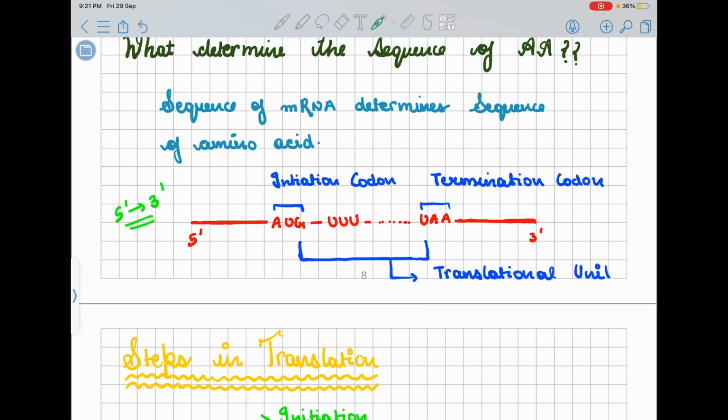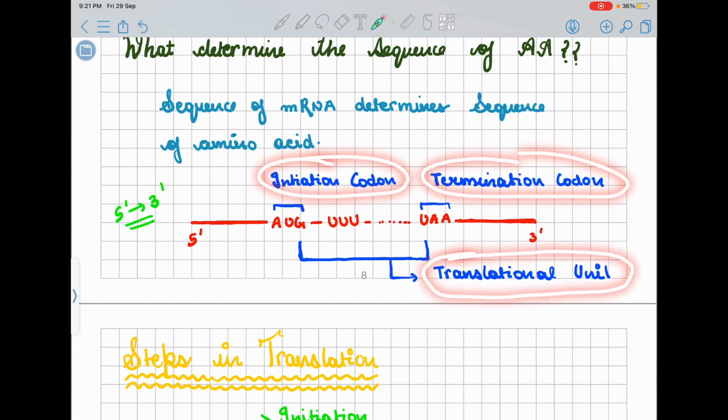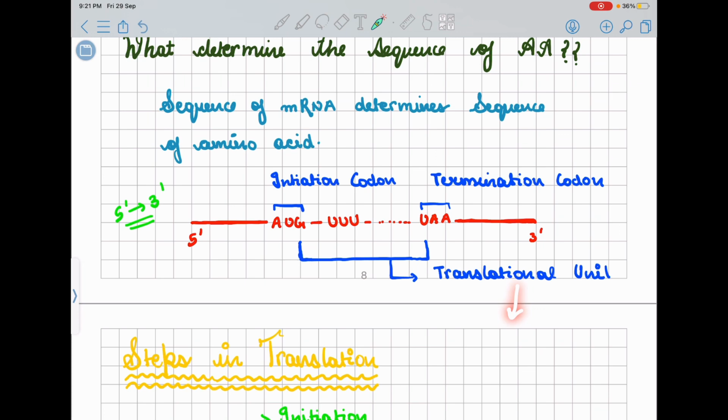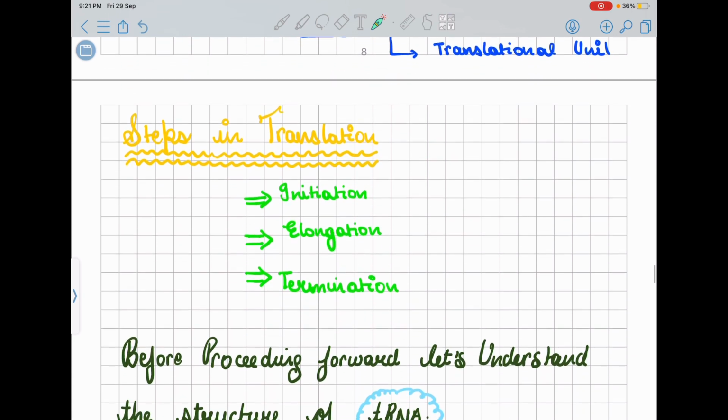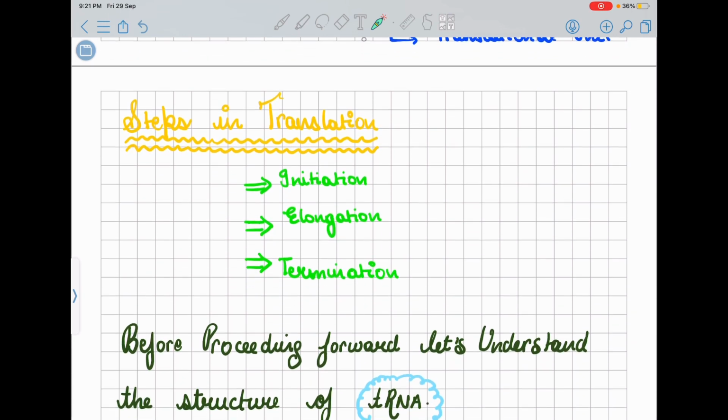So this is our mRNA. The region flanked between the initiation codon and termination codon is known as translational unit, and this translational unit will form a polypeptide. So moving forward, let's talk about steps in translation. Translation is a very long process, but to shorten it, we will discuss it in 3 stages: the initiation stage, elongation stage, and termination stage.